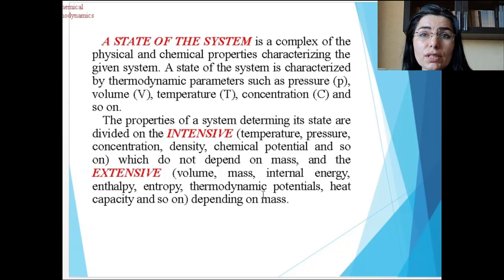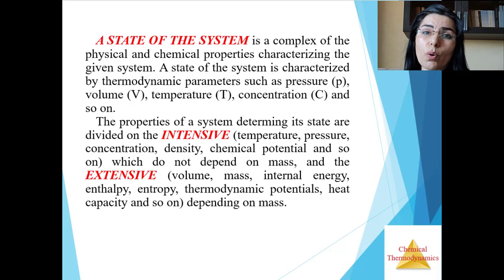A state of the system is a complex of the physical and chemical properties characterizing the given system. A state of the system is characterized by thermodynamic parameters such as pressure, volume, temperature, concentration, and so on. The properties of a system determining its state are divided into the intensive, which do not depend on mass, and the extensive, which depend on mass.